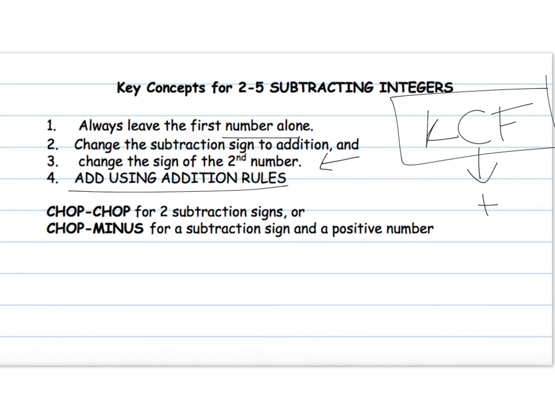And some of you might say, if you have 2 minus a negative 3, you can call that chop chop. Or if you have 4 minus 10, you can think about that as chop minus. Okay? Different ways to help you out.